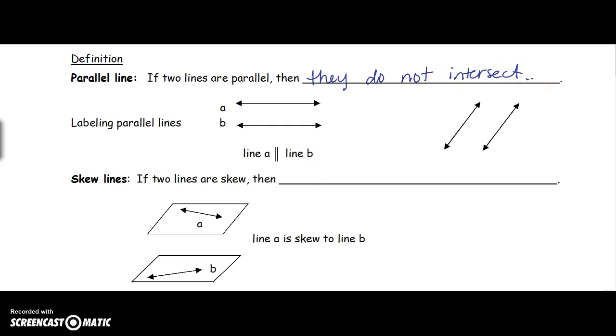And in order to show that they are parallel, we draw these little arrows. Sometimes they're closed, sometimes you have two on each line, depending on how many sets of parallel lines you have. Okay, another way of writing line A is parallel to line B is we show that we have two little lines straight up and down next to each other, saying that they are parallel.